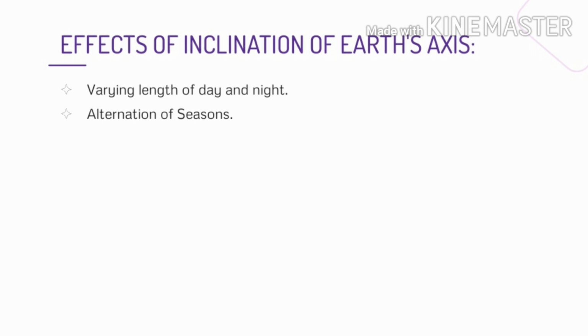Similarly, during the winter, what is happening? The North Pole is away from the sun, and the South Pole is inclined towards the sun. Hence the south is having summer season, and the north is having winter season.